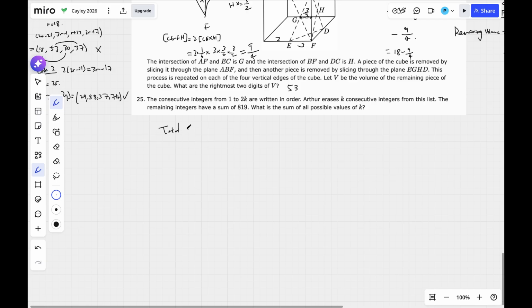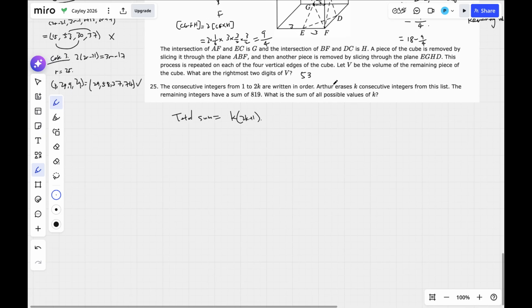Alright, finally we have problem 25. The consecutive integers from 1 to 2k are written in order. Arthur erases k consecutive integers from this list. The remaining integers have a sum of 819. What is the sum of all possible values of k? First we can use the formula for arithmetic sequences, and so we get the total sum is k times 2k plus 1.